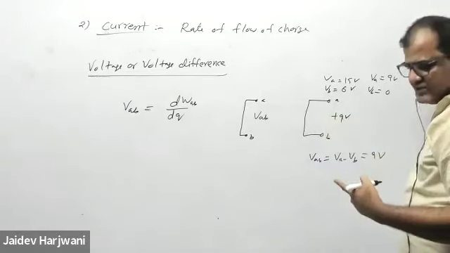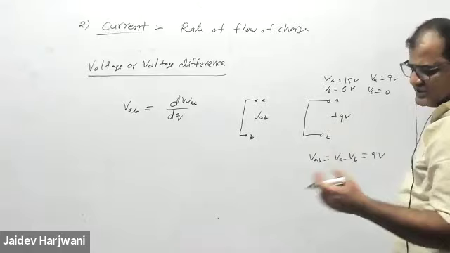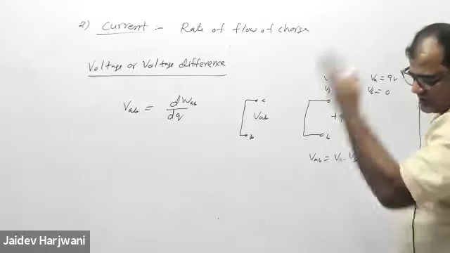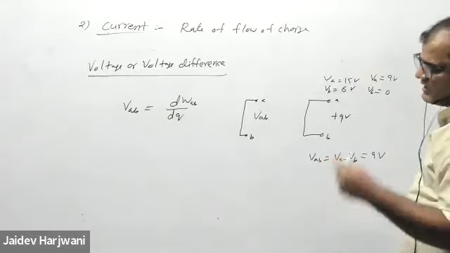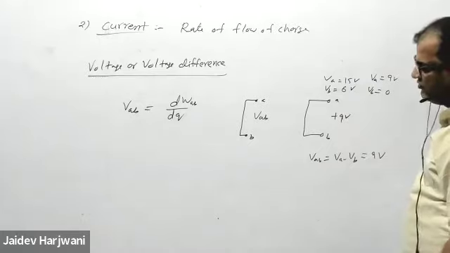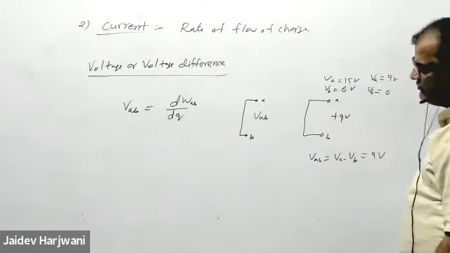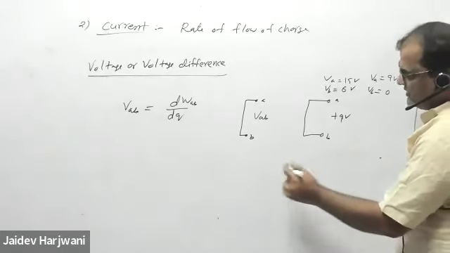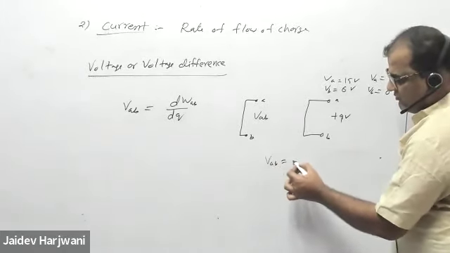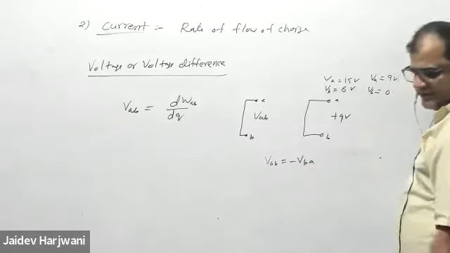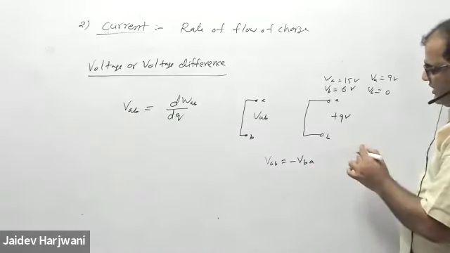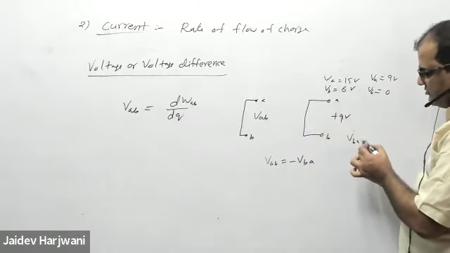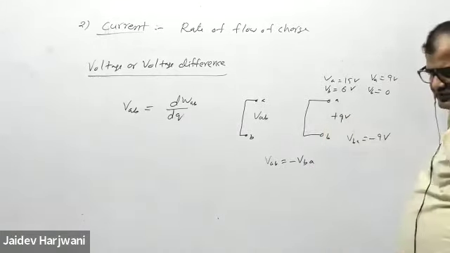So voltage is always measured with respect to something. If you want only voltage, we generally say voltage at infinity is 0, that is how we define voltage. But in circuits I always require a voltage difference. You have to understand that VAB is equal to minus VBA. So the voltage of B with respect to A will be minus 9 volt.